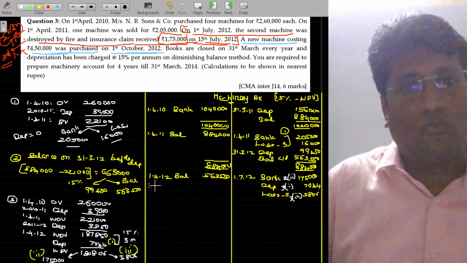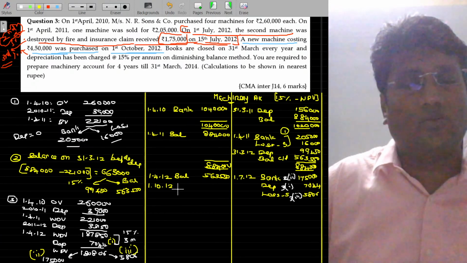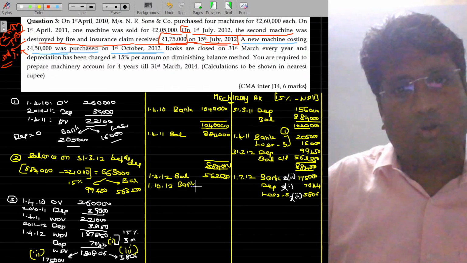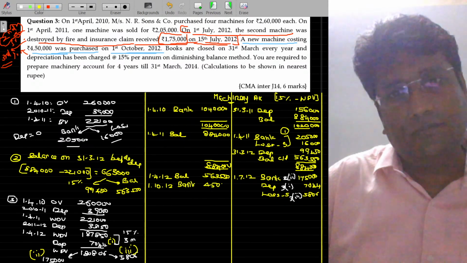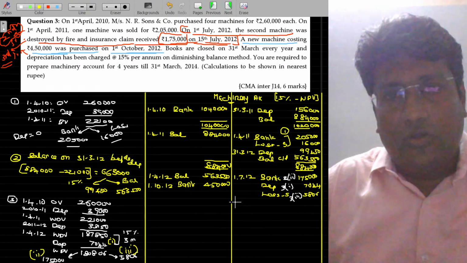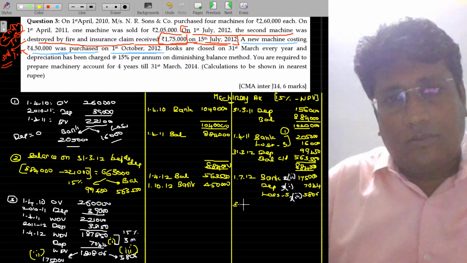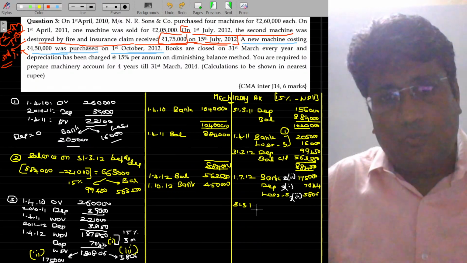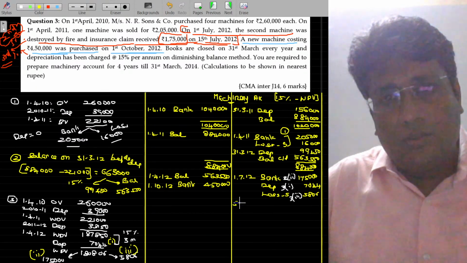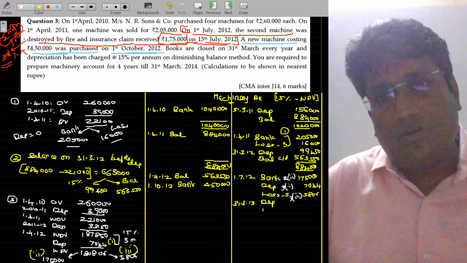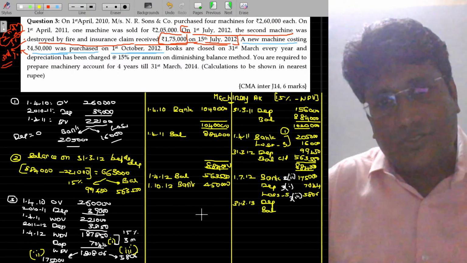The new purchase happens on 1/10/2012. And a new asset purchased. So bank. The value of purchase being 4.5 lakhs. Now, so for the year end 31/3/2013, you have to provide the depreciation. 31/3/2013. Depreciation, not only depreciation, balancing figure also. Balance.